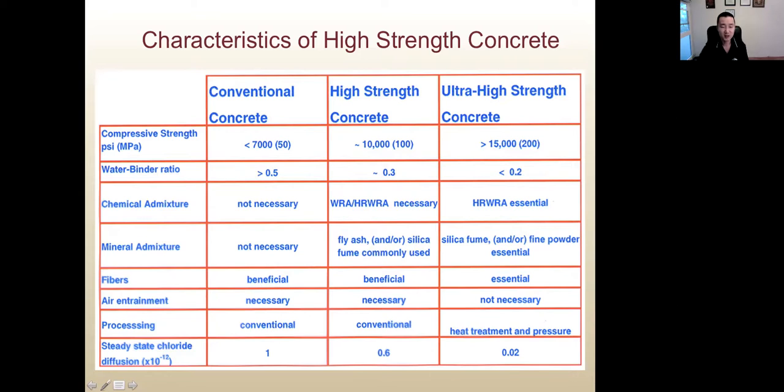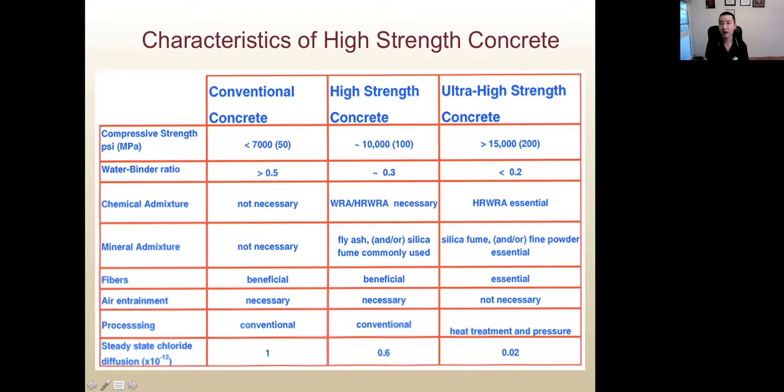For processing techniques, for high-strength concrete, we can use the conventional mixing procedure. But for ultra-high-strength concrete, heat treatment and pressure are necessary. And you can see from here, this is chloride diffusion rate. The lower the diffusion rate, the better the durability. You can see ultra high strength concrete has much lower diffusion rate compared to conventional concrete.